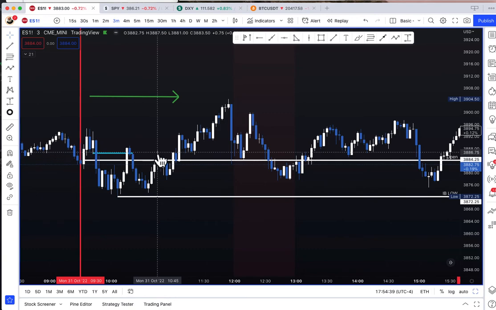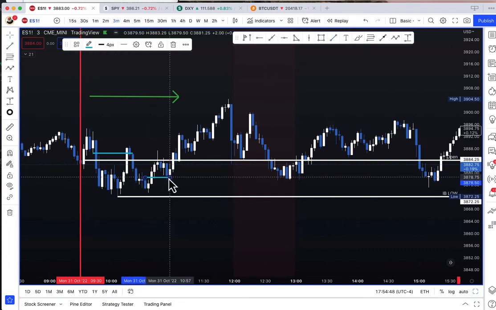So price goes up here. I'm still balanced. I'm looking for shorts or long. There's no short setups there, but there was a long setup right here.